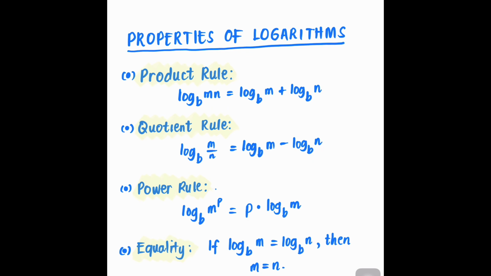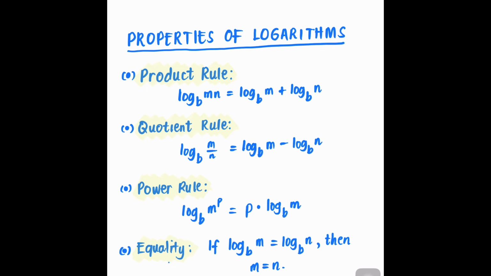The third rule is the power rule. Log base b of m raised to p is equal to p multiplied by log base b of m. So if you notice from here, for the power rule, the exponent just goes to the front of the log, which tells us that we need to multiply that to whatever the value of the log is.